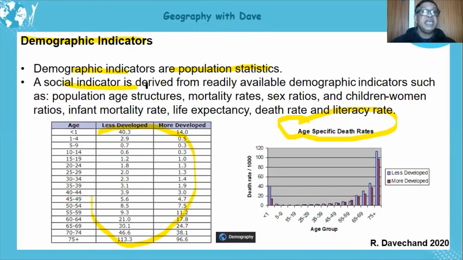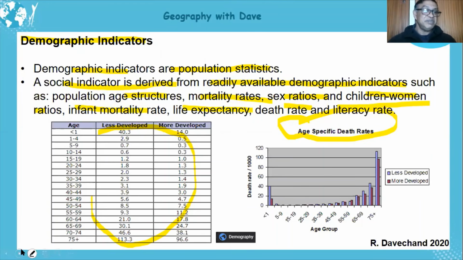A social indicator is derived readily from demographic indicators. In fact, the economic indicators also, because these are statistics. Social indicators like population age structures, mortality rates, sex ratios, children-woman ratios, infant mortality rate, life expectancy, death rate, literacy rate, come from statistics. So it's demographic indicators that give you a good idea about these things.